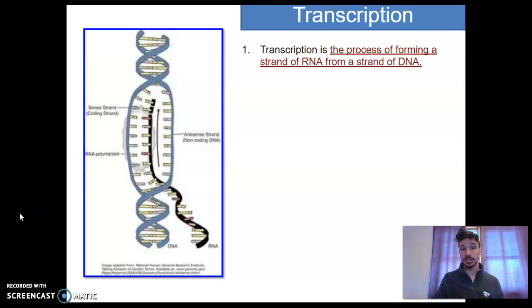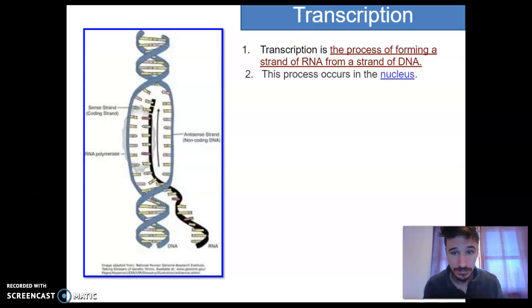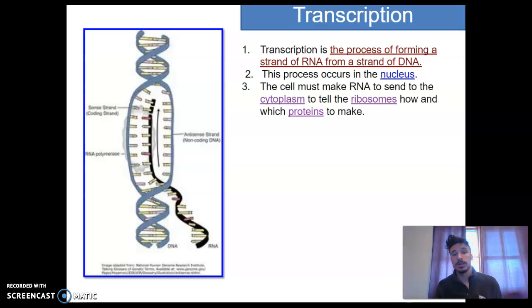So, transcription is the process of forming a strand of RNA from a strand of DNA. Okay? So this is the actual process of making that mRNA that's going to travel out of the nucleus and to the ribosome. And of course, because DNA is in the nucleus, this process of transcription occurs in the nucleus. Now, the cell must make RNA to send to the cytoplasm, right? Because remember, DNA doesn't leave the nucleus. So this RNA copy acts as the messenger and leaves the nucleus, something DNA cannot do.